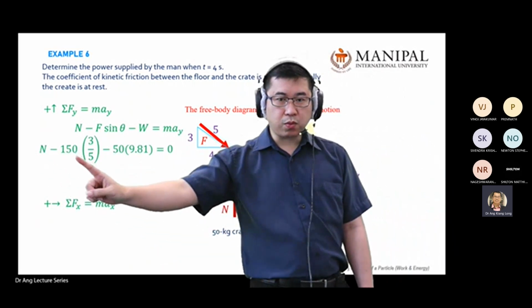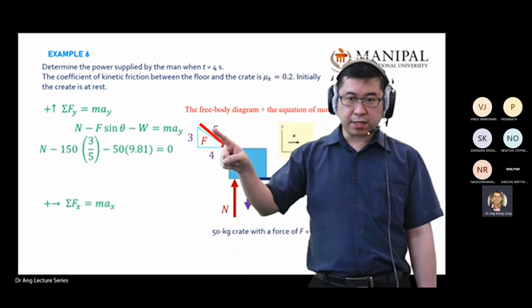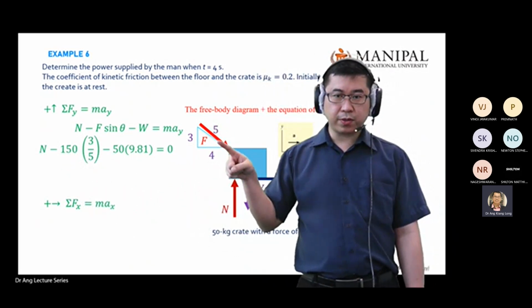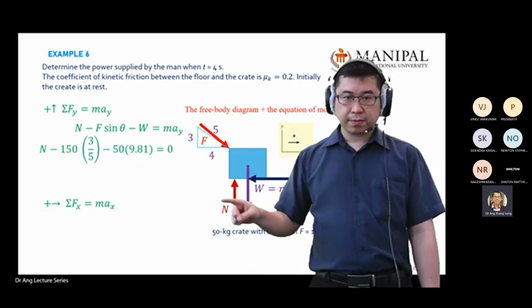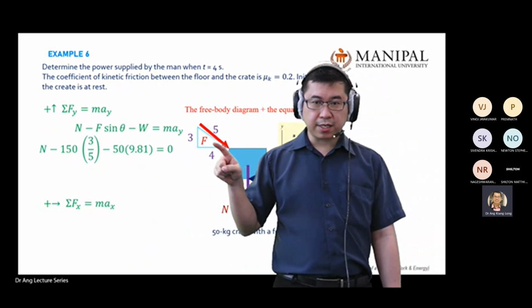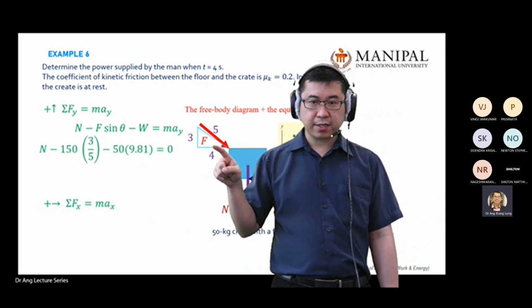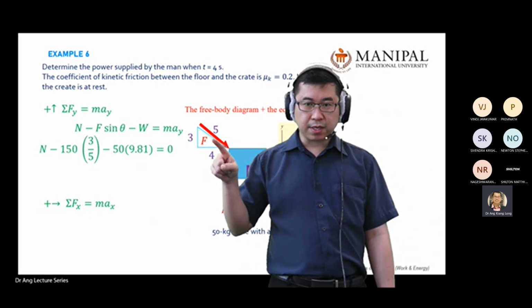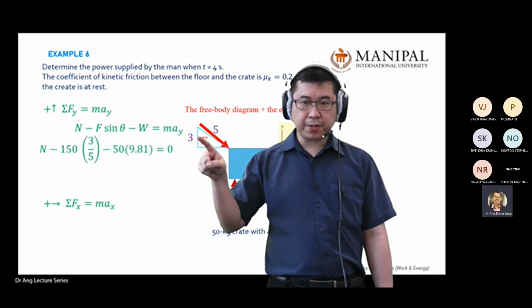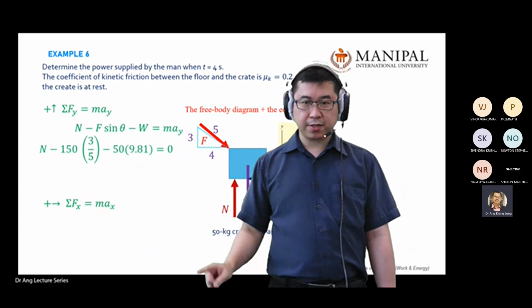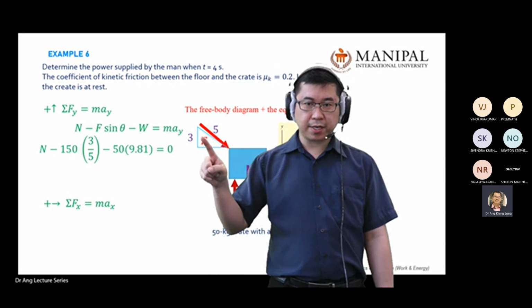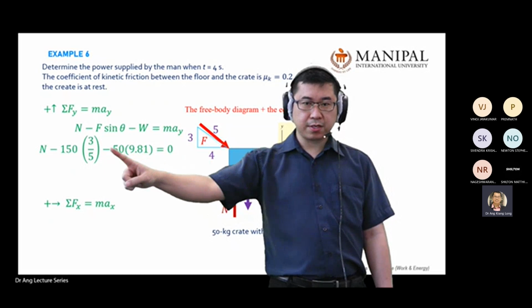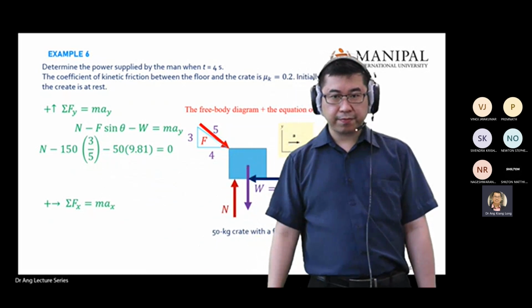N equal to 150. This is 150. And you know that this is a right-angled triangle. What is sine? This is the angle you want to find, right? Sine is opposite over hypotenuse. This is your angle. Opposite divided by hypotenuse, 3/5.